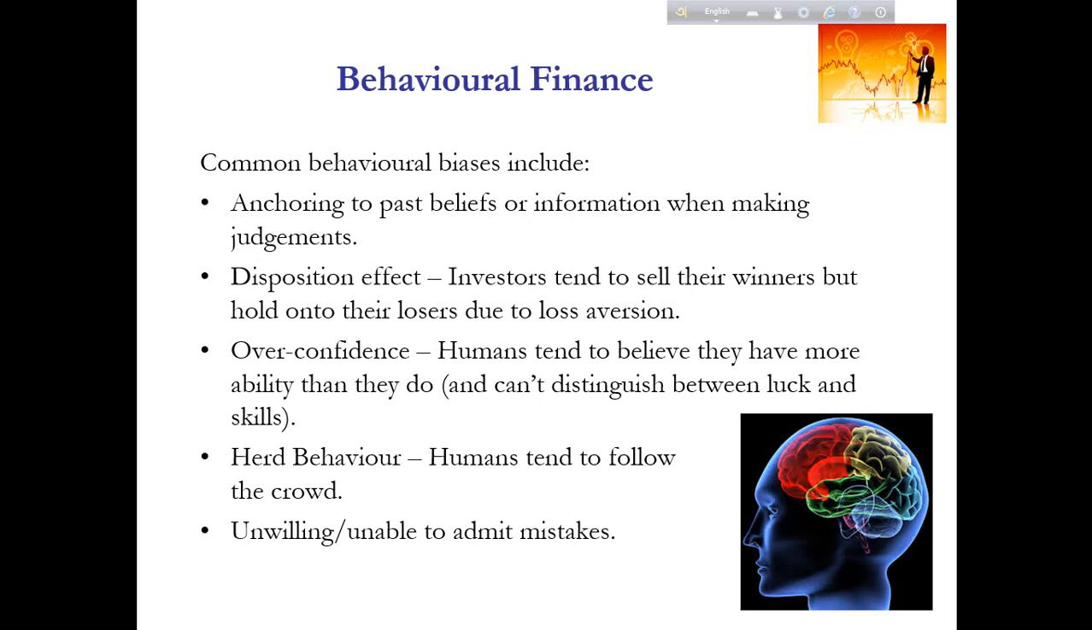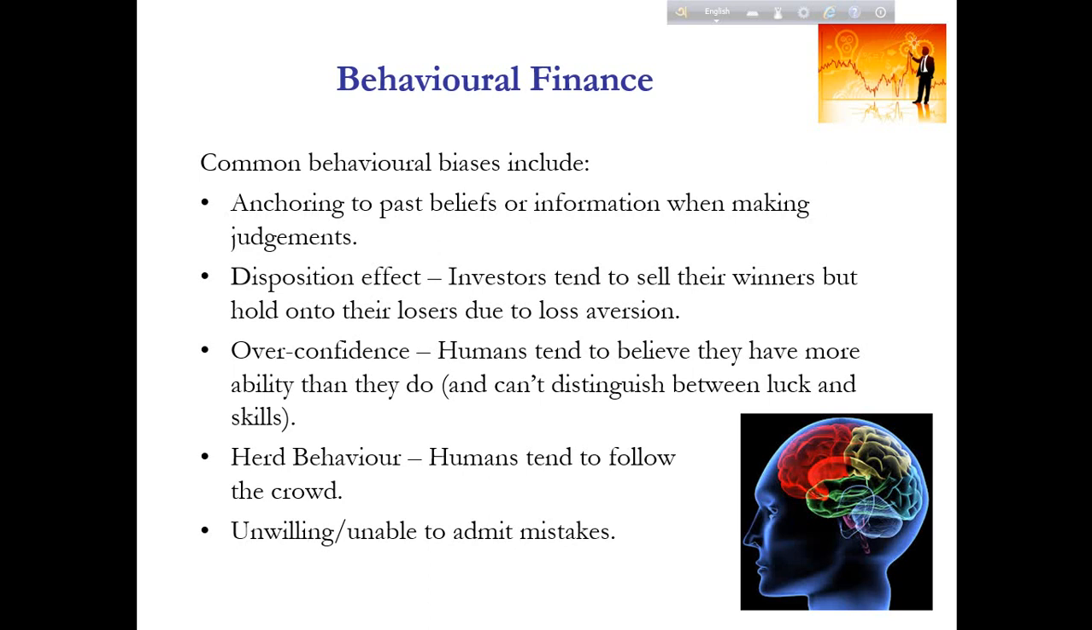So therefore it might be important to understand what some of those behavioral biases might be. Some common behavioral biases that have been cited in academic literature include, first of all, anchoring. Anchoring refers to the idea where we tend to be slow to update our belief systems, and we tend to hold on to past information or past beliefs even when it's irrelevant when we're making decisions in the future.